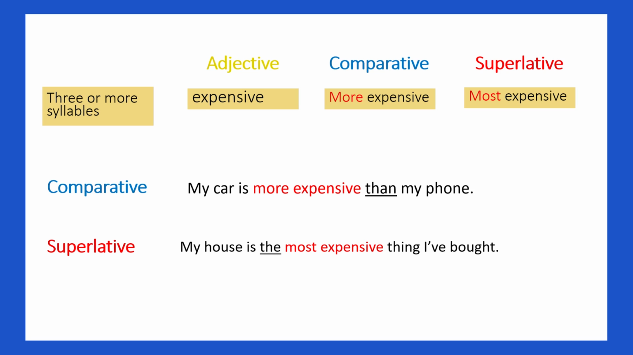For adjectives with 3 or more syllables, you can form the comparative by inserting more before the adjective. For example, more expensive. When forming the superlative, we add most before the adjective. For example, my car is more expensive than my phone. My house is the most expensive thing I have bought.